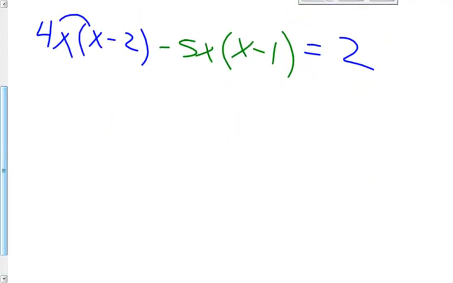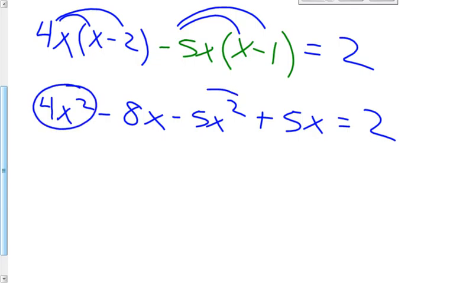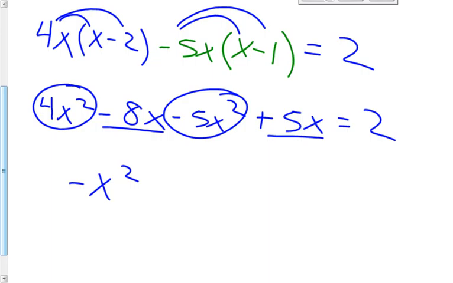We are now going to distribute to get rid of our parentheses. So 4x times x is 4x squared. 4x times a negative 2 is a negative 8x. Negative 5x times x is a negative 5x squared. And a negative 5x times a negative 1 is a positive 5x. That equals 2. Okay, let's combine like terms. 4x squared and a negative 5x squared make a negative 1x squared. And a negative 8x plus 5x is a negative 3x.